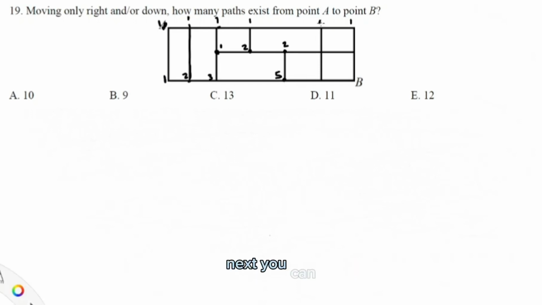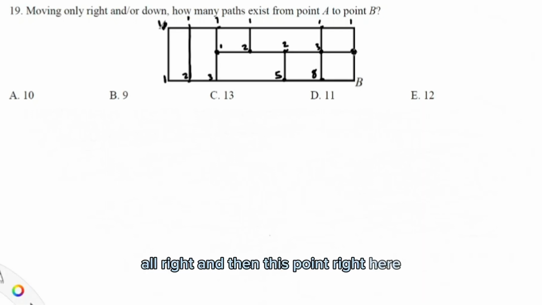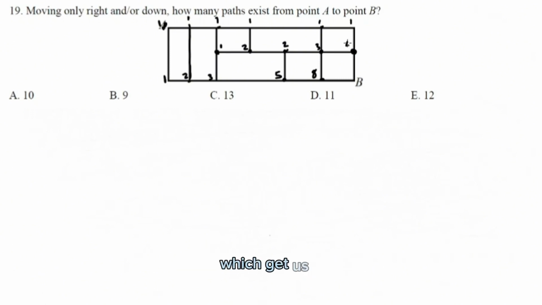Alright, next you can add this 1 and this 2 to get this 3. Now I know they're not corners, however, those are the amount of possibilities on both sides to get into that point, so it has to add up. So now we have a 5 and a 3. Those add up to get us 8. And then in this point right here, you have the 3 and the 1, which get us 4. Finally, point B right here. We can just add the 8 and the 4 to get us 12, and that's your answer.